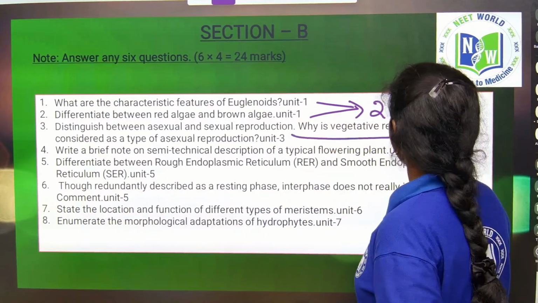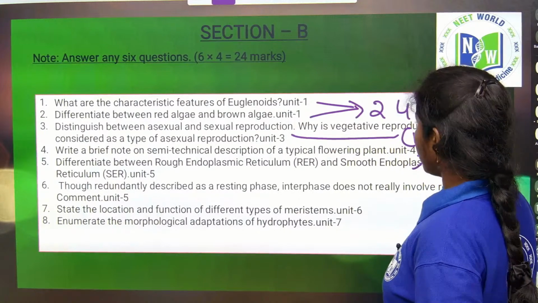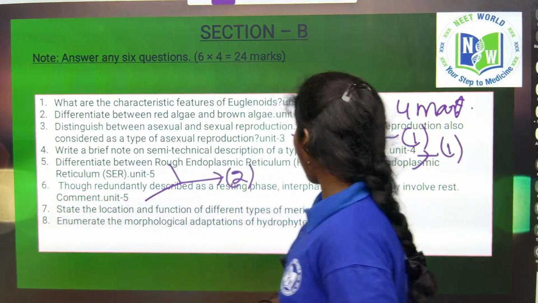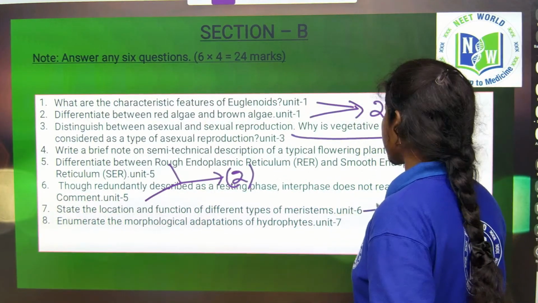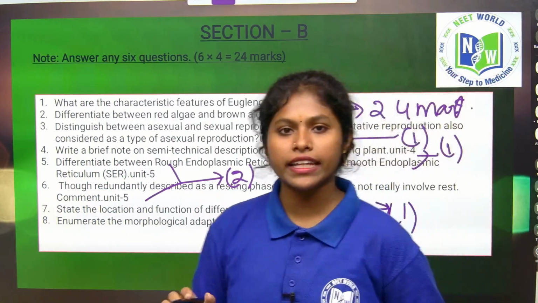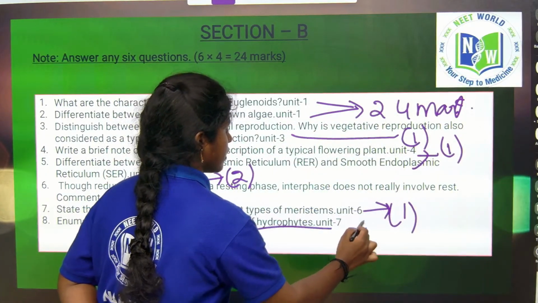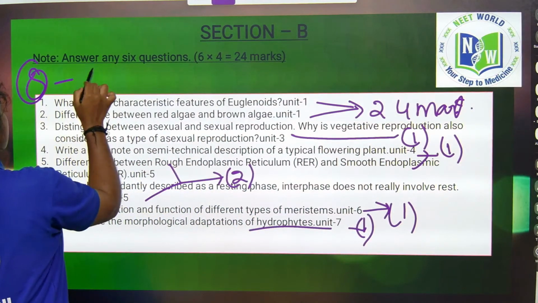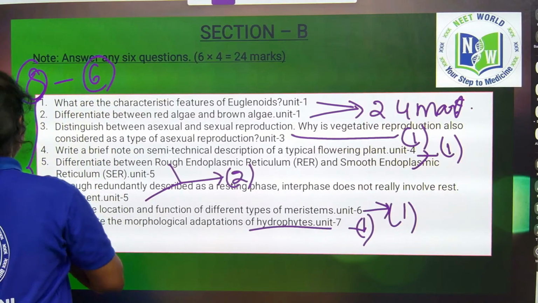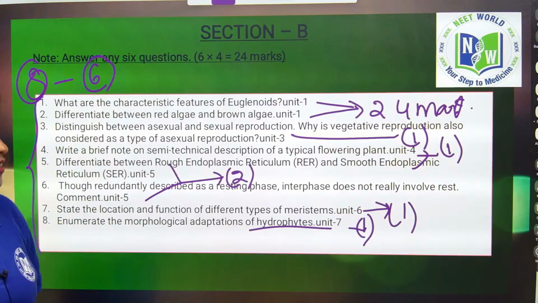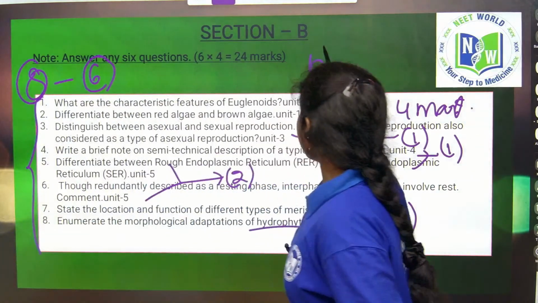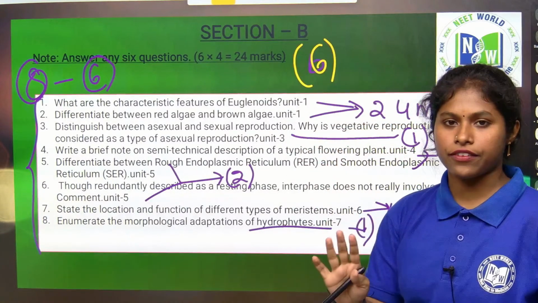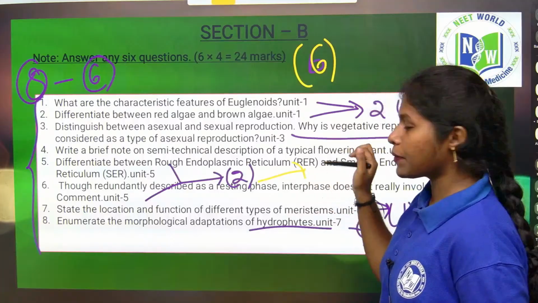From unit 3 they gave 1. From unit 4 they gave 1, and for unit 5 they gave 2. For unit 6 they gave 1, and for unit 8 they gave 1. So out of 8 you are going to write only 6 questions. If you focus on only 6 chapters, it's enough. So whatever the given chapters are, prepare those.